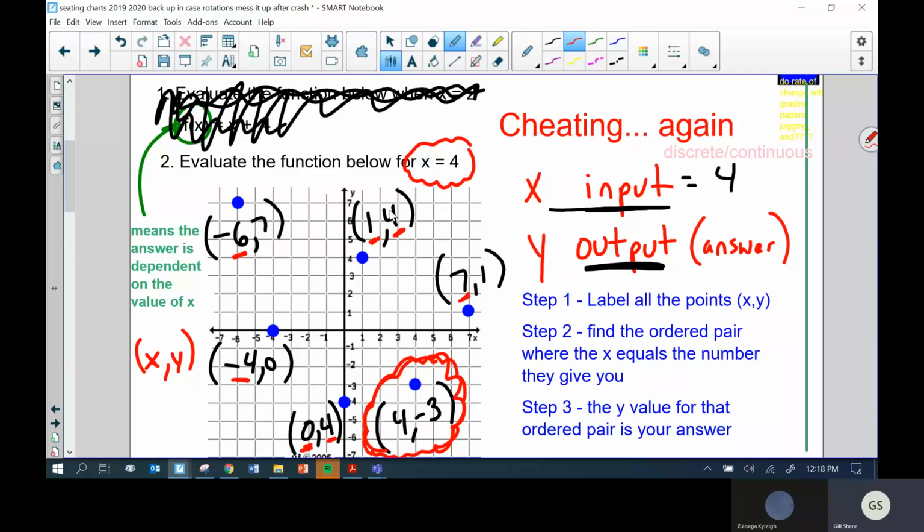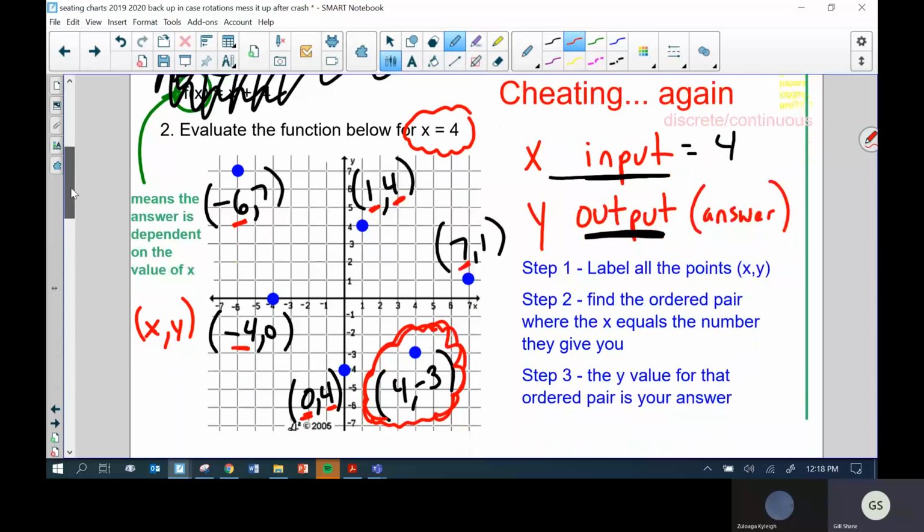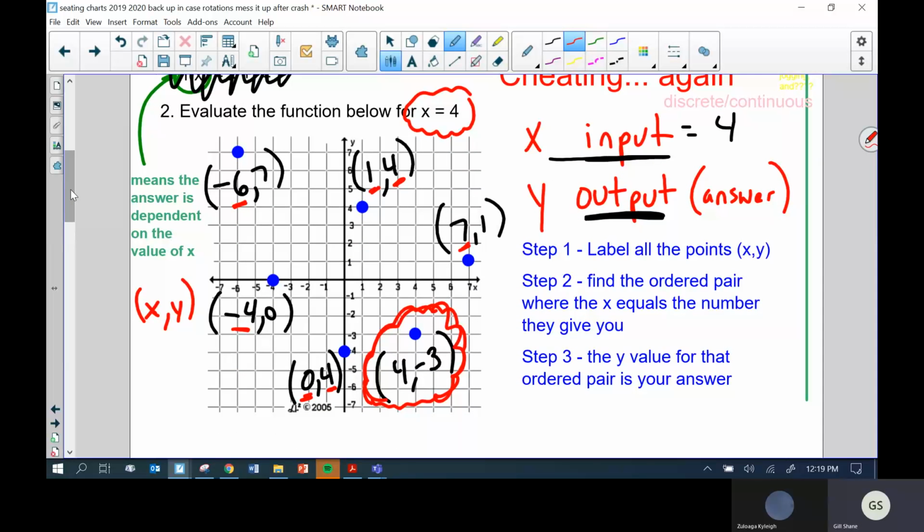Last step is just, your answer is whatever the y value is for that ordered pair. So our answer to this is, well, what's the y value? Amorian, what's the y value for that one? Well, -3. So your answer is just y equals -3. That's your output, your y value, that's your answer. So when you're evaluating, you're just coming up with the y value. So there's the 3 steps. If you're struggling with that, you now have a full process that you should have written in your notebook for Wednesday.